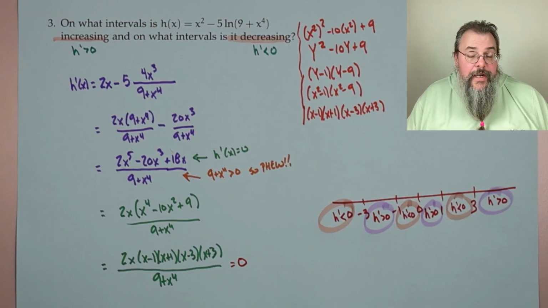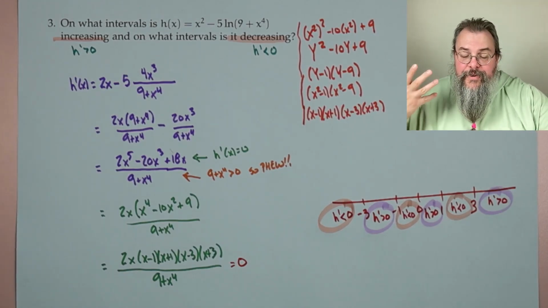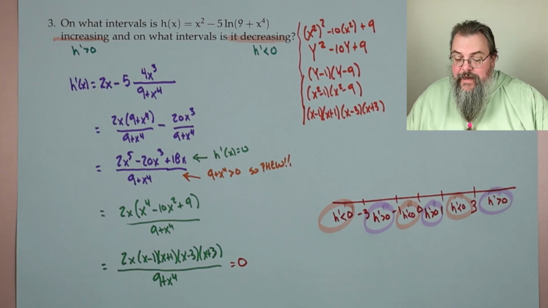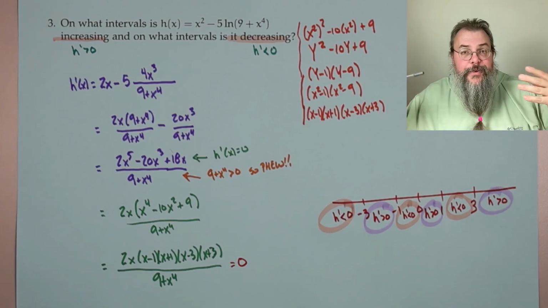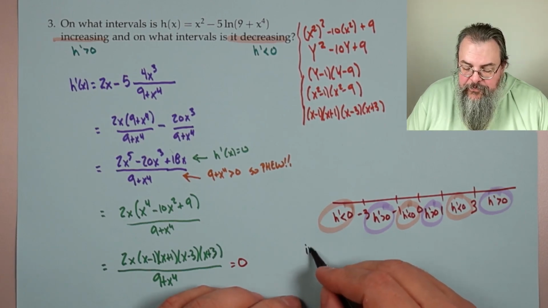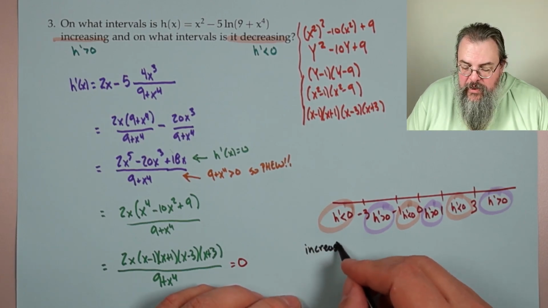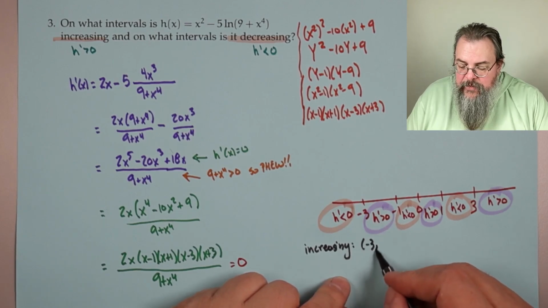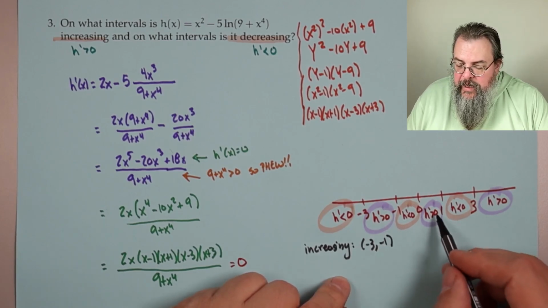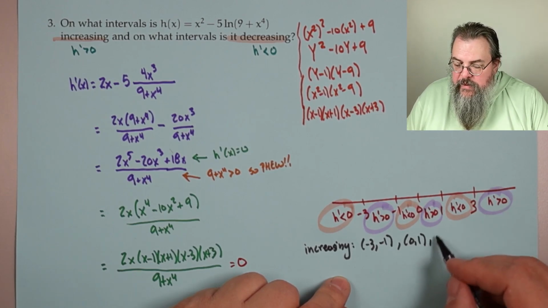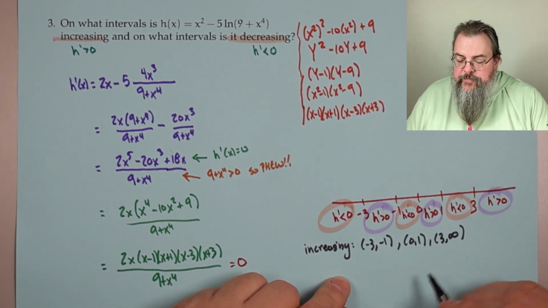And now we're ready to write down our answer, right? Because the question was increasing, decreasing. And what we did was we found out where the derivative is positive and negative. So for increasing, what are the intervals? Well, we have -3 to -1. We have 0 to 1. And we have 3 to infinity.